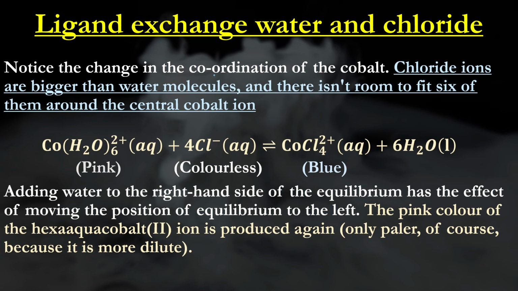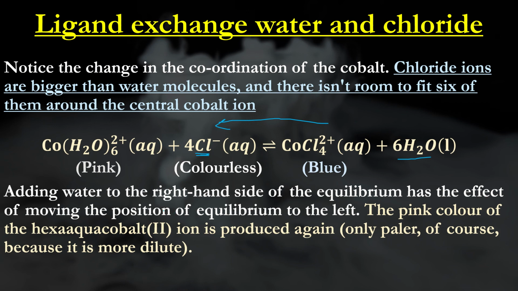Okay, so if you notice the change in the coordination of the cobalt, the chloride ions are bigger than water, and there isn't enough room to fit 6 of them in. So chloride is actually much larger than the water molecule, so that's why we can only fit 4 chloride ions into here in comparison to 6 water molecules in this part here. If we add water to the right hand side, it has the effect of moving the equilibrium to the left. The pink color of the hexaaquacobalt 2 ion is produced again, only paler of course because it is more diluted. So that's what we see there.